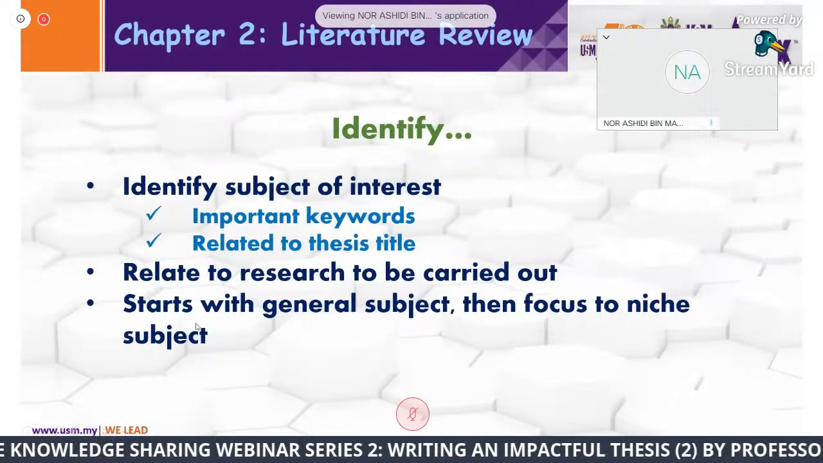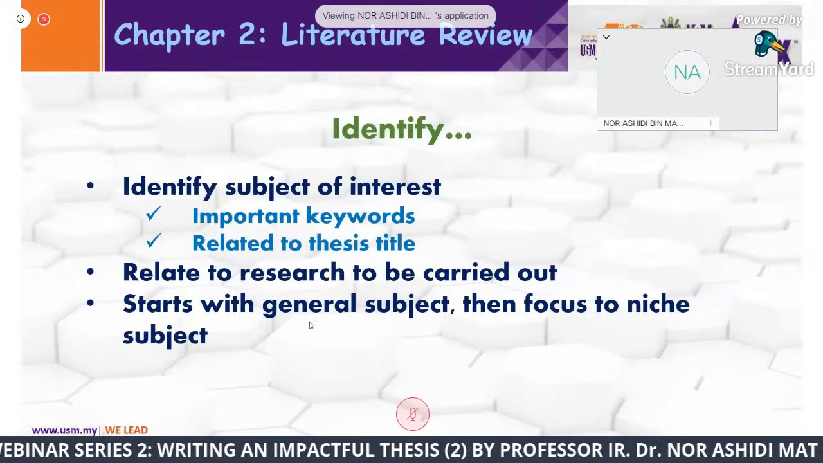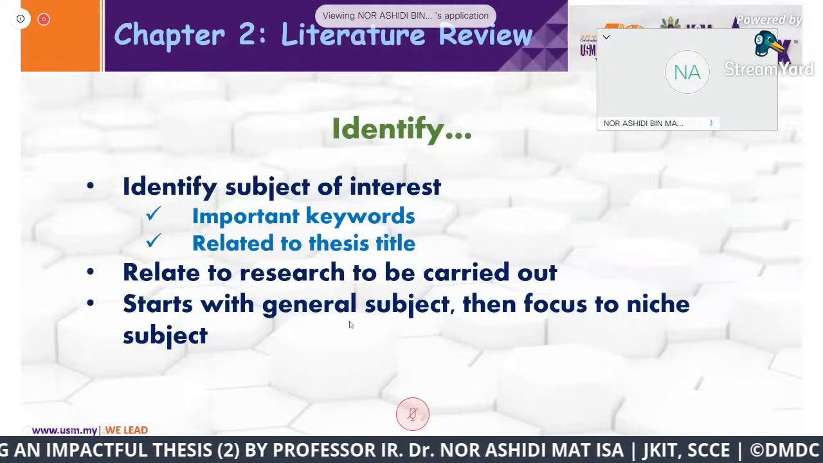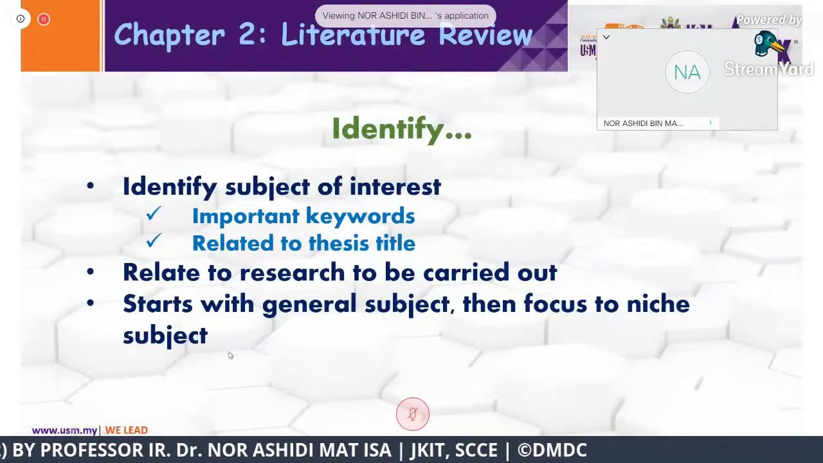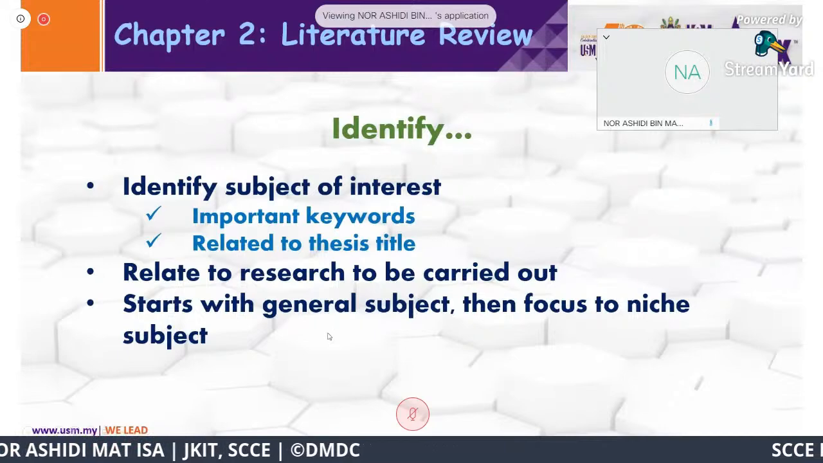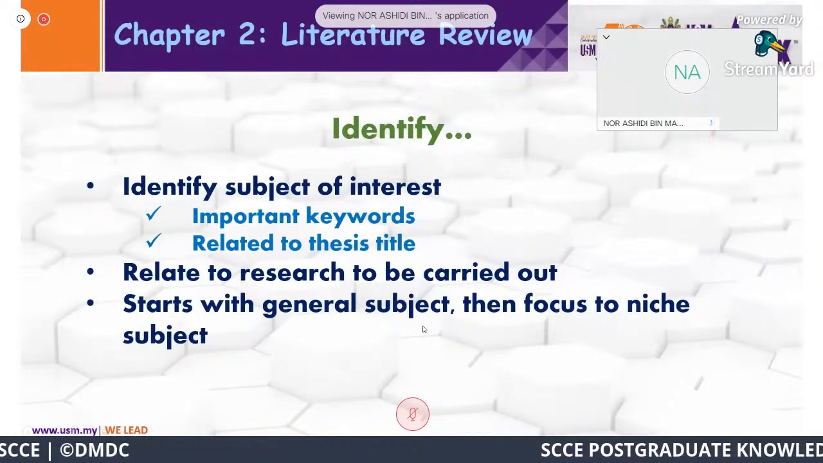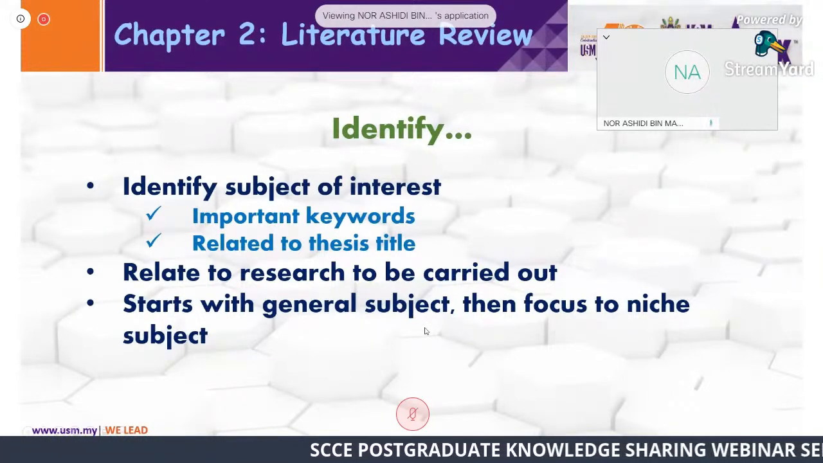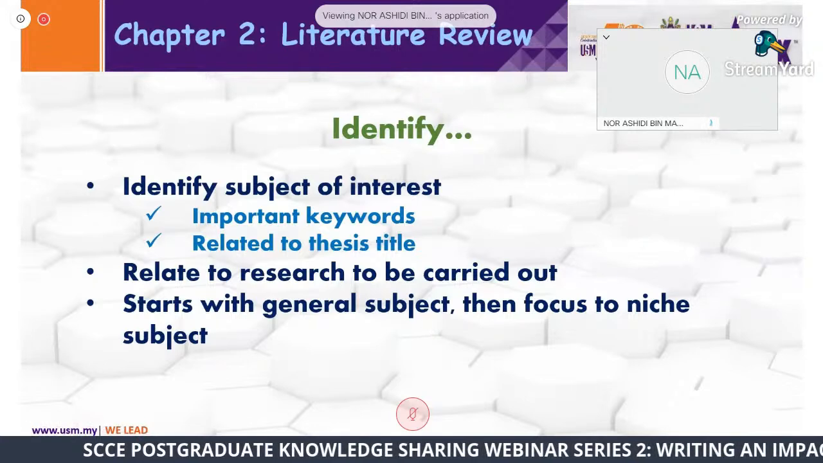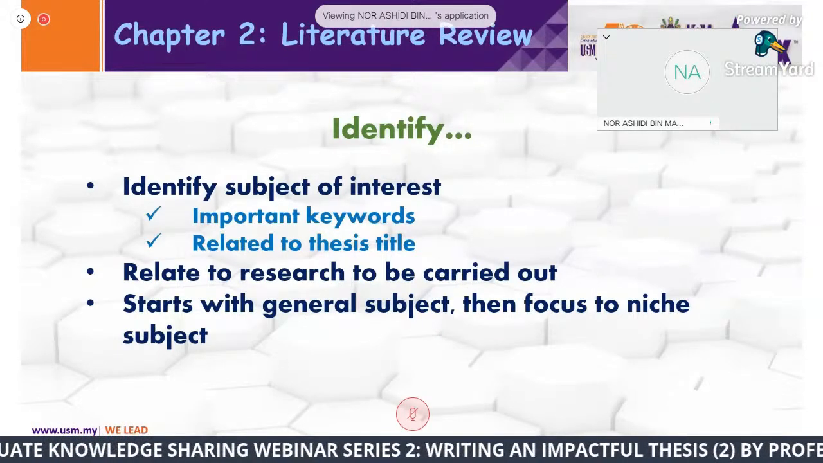And as I mentioned to you, when you try to identify, you must start with a general subject, then focus on your niche area. Okay? As a PhD student or a master student, this is very important because we want to test your capability in the niche area, in the specific area.